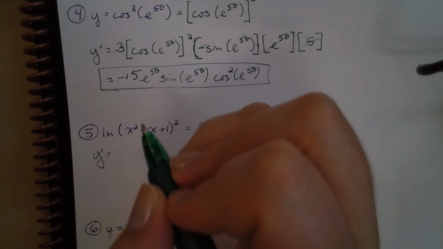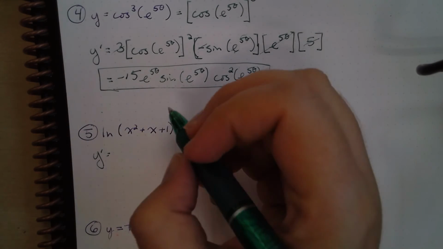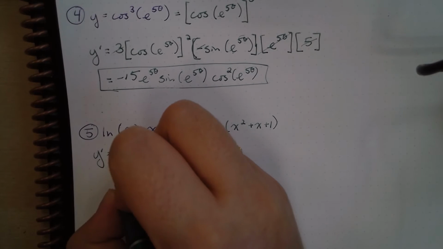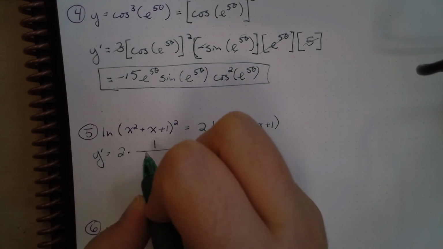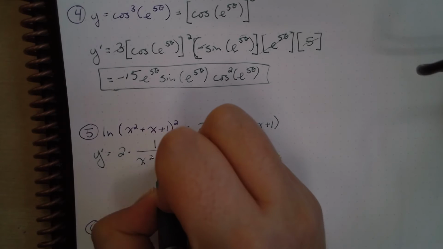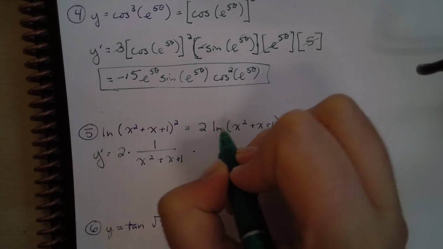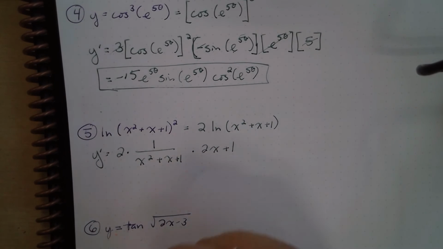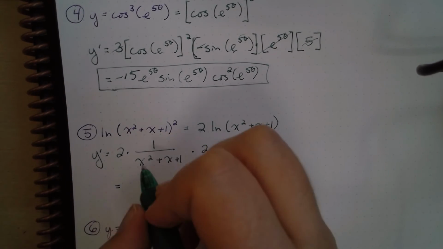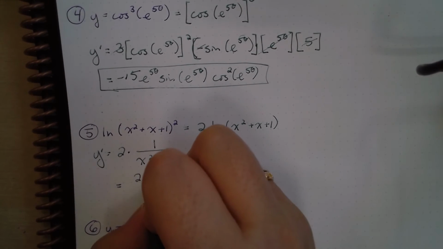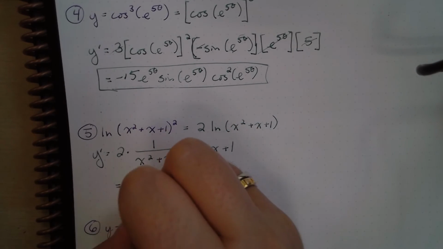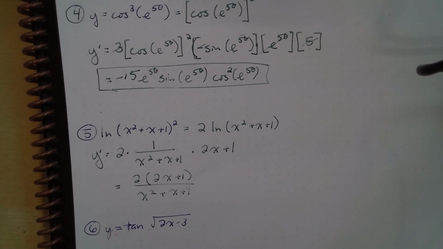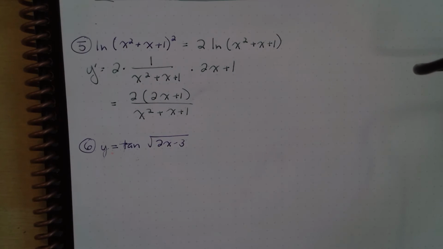It is equal to 2 times 1 over x squared plus x plus 1 times the derivative of what's inside here, which is 2x plus 1. And I can put all that together. So my final answer is just 2 times 2x plus 1 over x squared plus x plus 1. Beautiful.